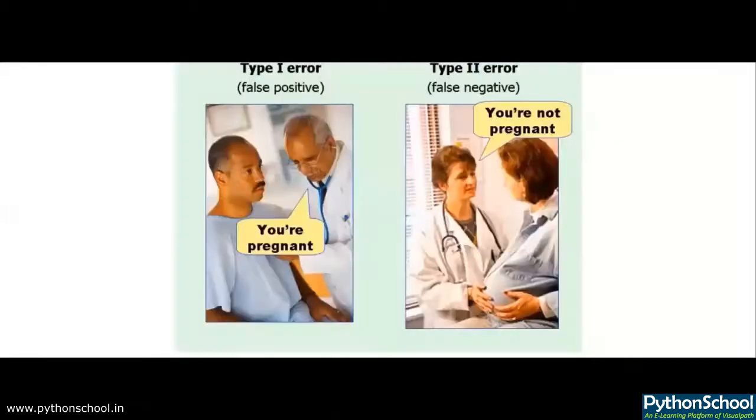So here is a funny way to remember type 1 error and type 2 error. In this case, you're telling a man that you're pregnant, but in actual, he is not. So this is a type 1 error, where the prediction says you are pregnant, and in actual, you are not. And a type 2 error, which is a false negative, is when the doctor says to a pregnant lady that you're not pregnant. So this is how you can remember the type 1 and type 2 errors.